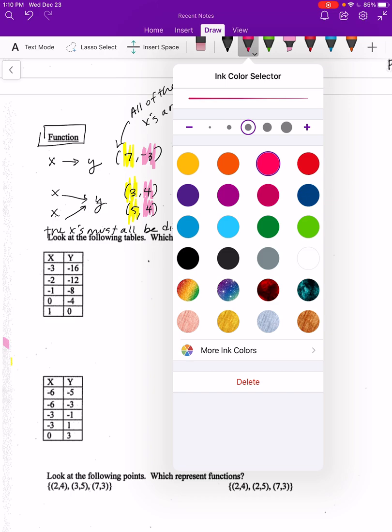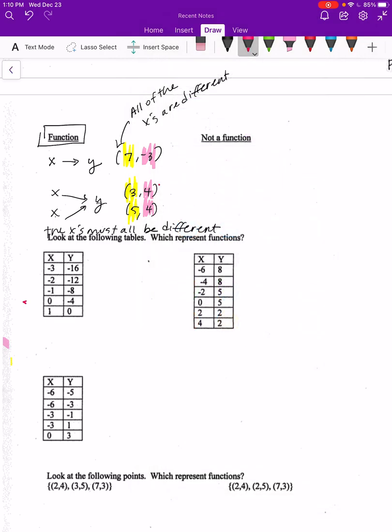We don't care. This is okay. We don't care about the y's. Don't care about the y's. Okay? All right, so let's talk about not a function.